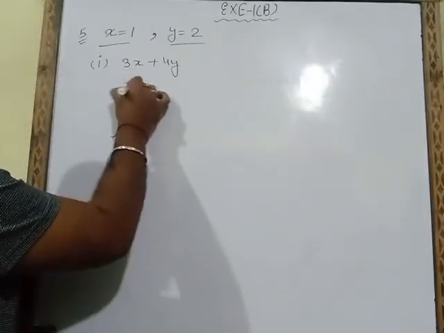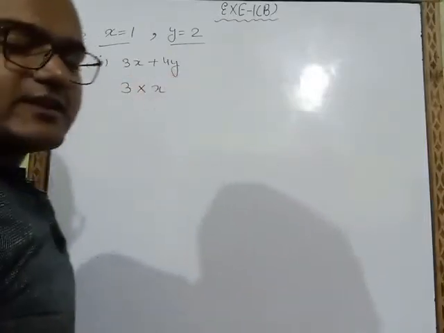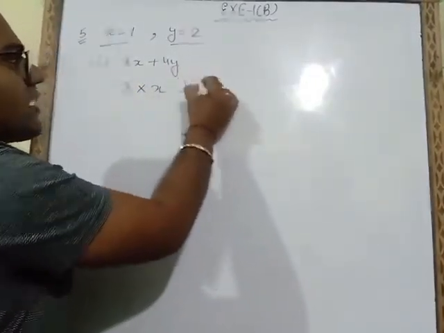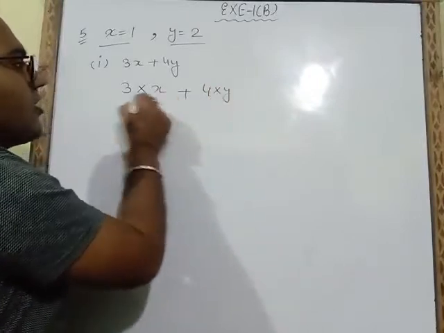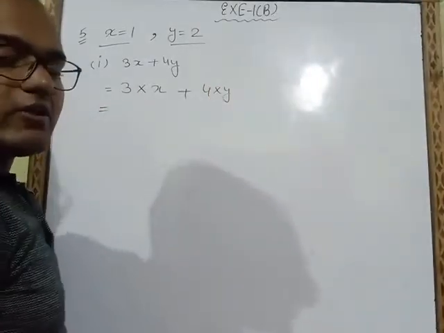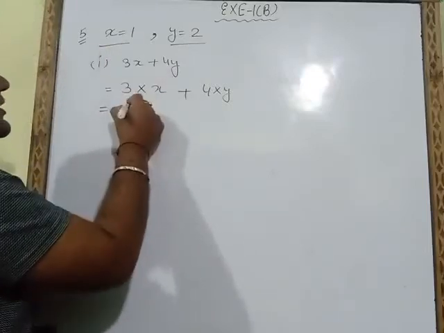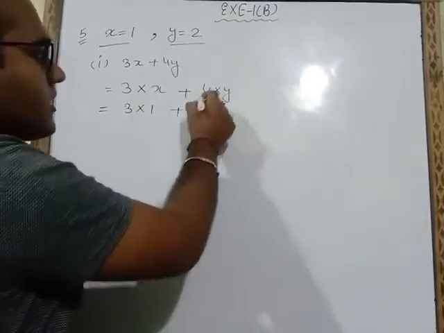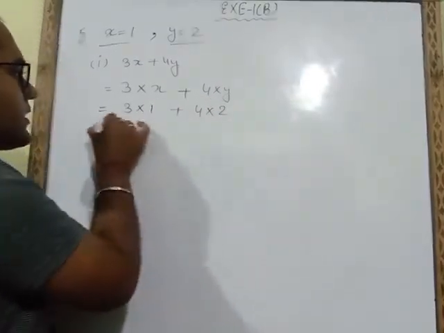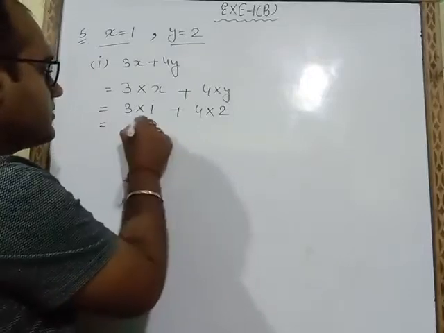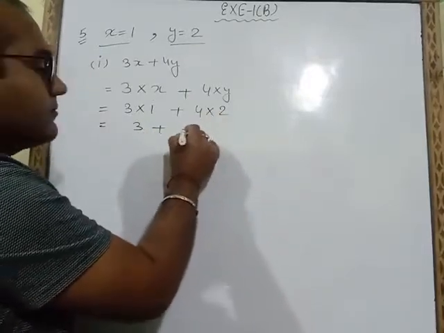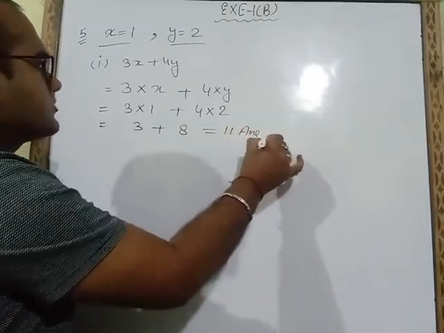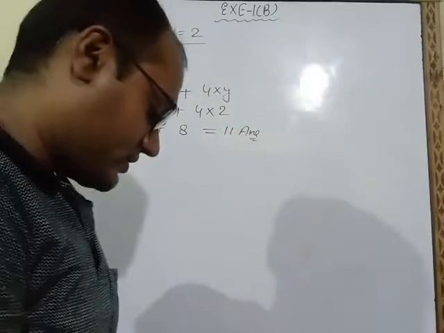Between 3 and x we have to put a multiply sign because no sign is there between two things. That's why we have to take a multiply sign. Plus 4y means 4 multiply y. Now we have to put the value of x and y. X is 1, so here we will write 3 multiply 1 plus y is 2, so here we will write 4 multiply 2. 3 into 1 will become 3 plus 4 into 2 will become 8, and 3 plus 8 is 11. So final answer of first part is 11.